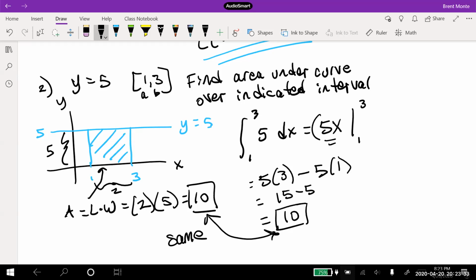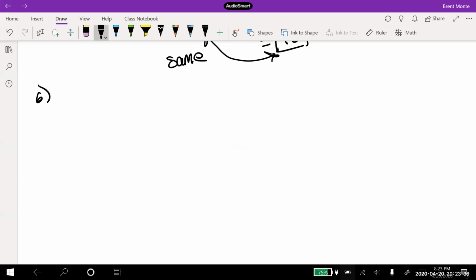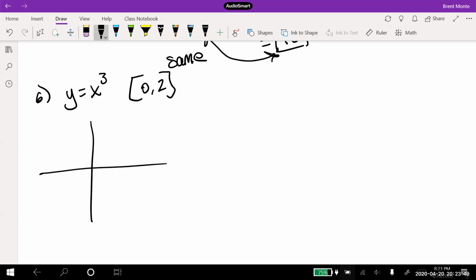So here's problem 6. It says the same thing. I'm not going to write the instructions again, but they give us y equals x cubed, and we're going from 0 to 2. Now, let me show you this picture. The graph of x cubed looks like this, but we're going from 0 to 2. So here's 0, 1, 2. We're trying to find this area right here.